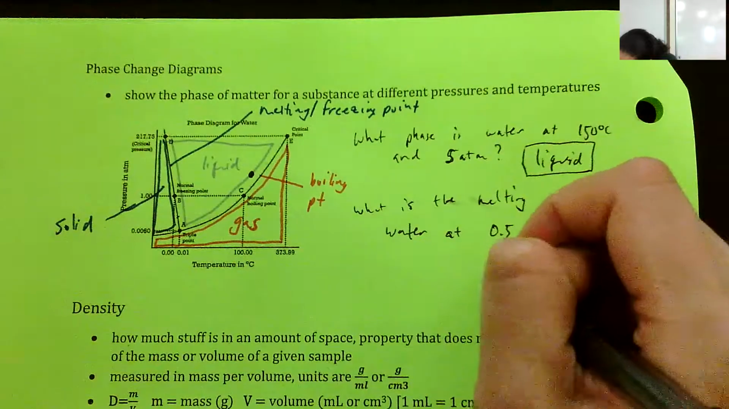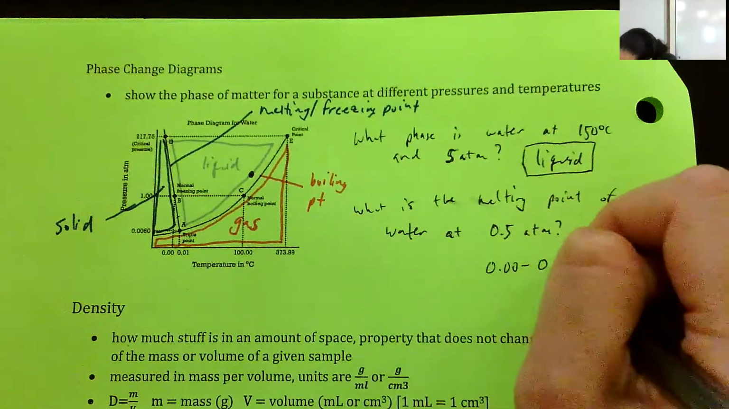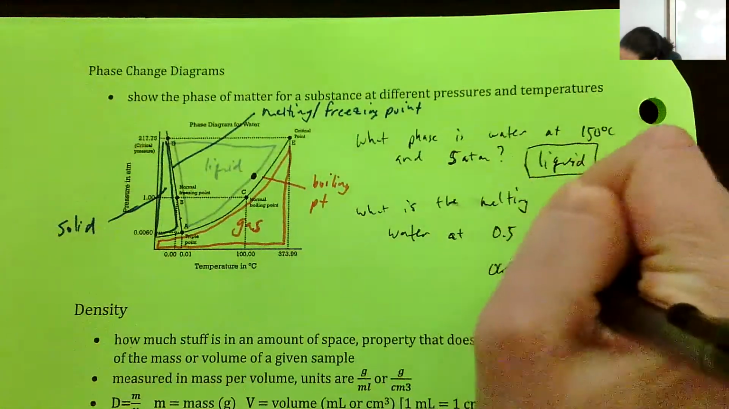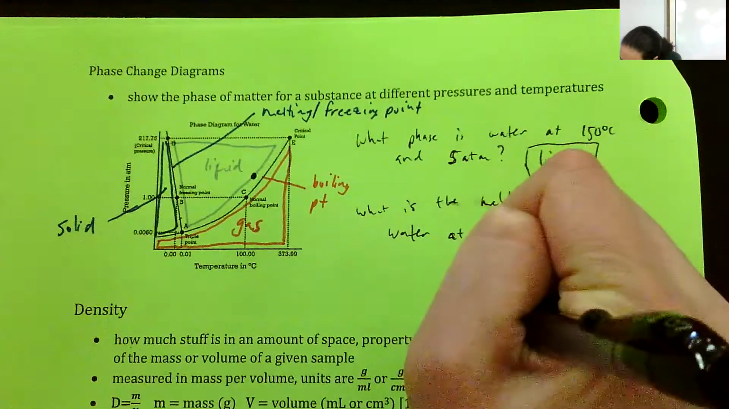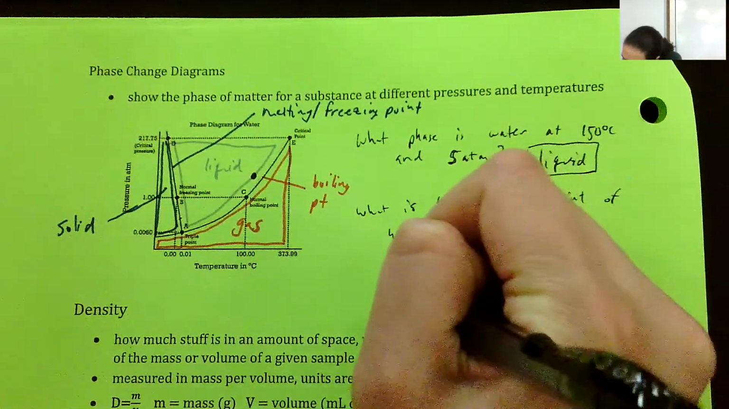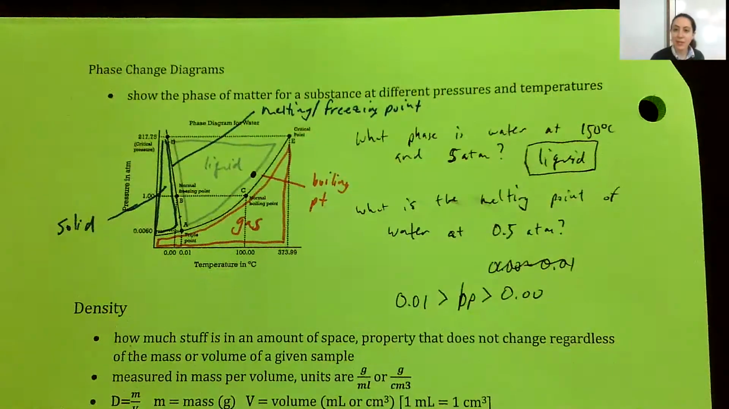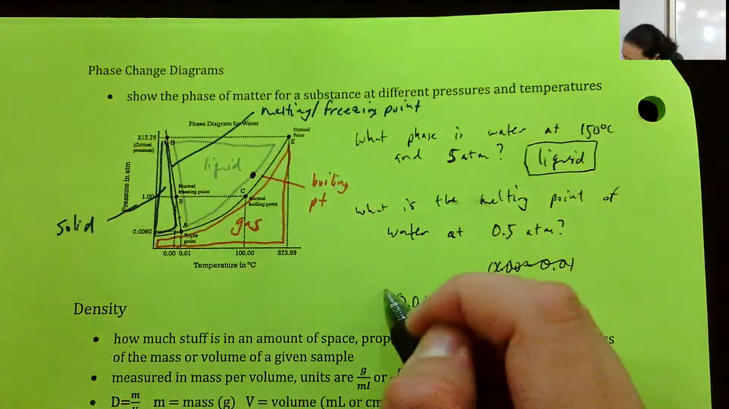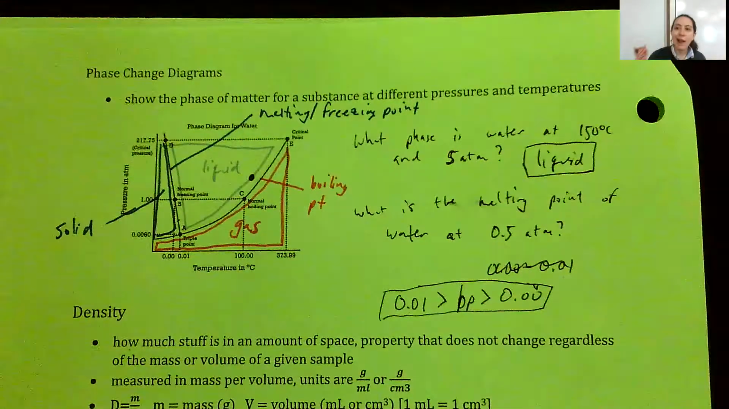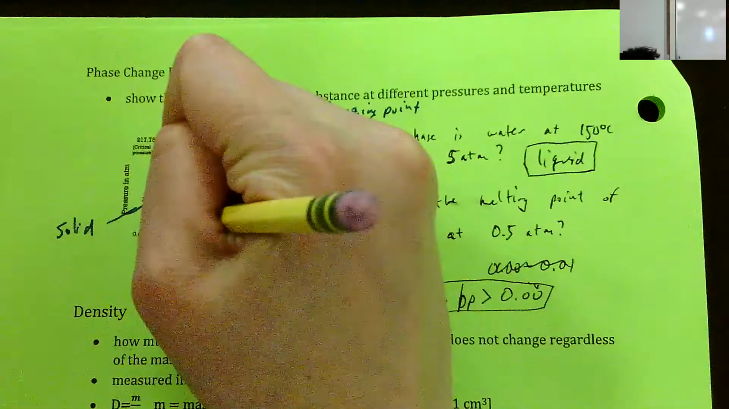between 0.00 and 0.01. I'll rewrite that for you. The melting point is going to be greater than 0.00, but less than 0.01. I don't know what number it's going to be, but it's going to be somewhere in there because of that slope. If we had more information, a better graph, we could pinpoint it a little more exactly. So that's the plot spot I drew, and it seems to be right in there somewhere.